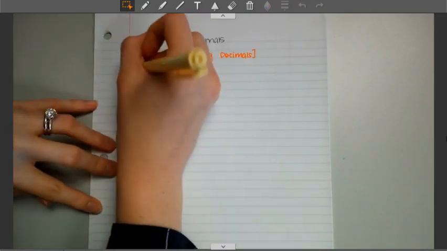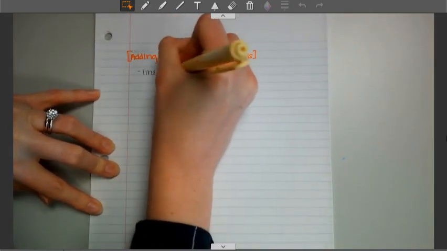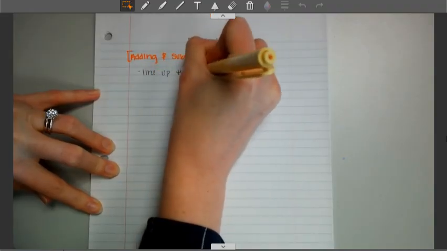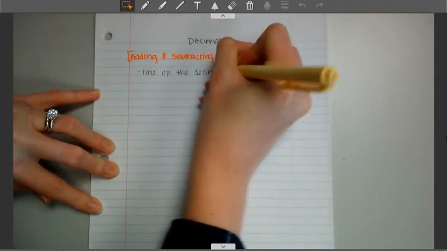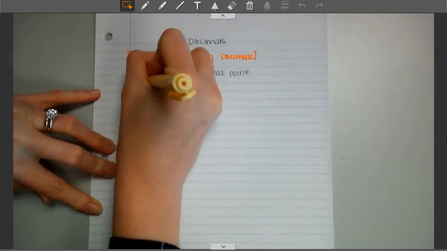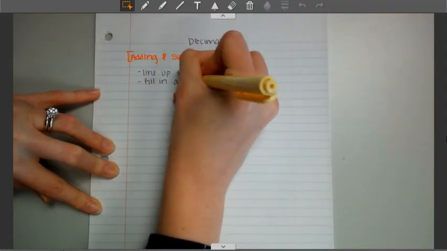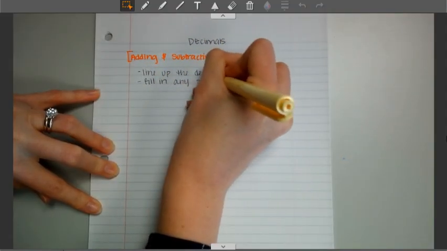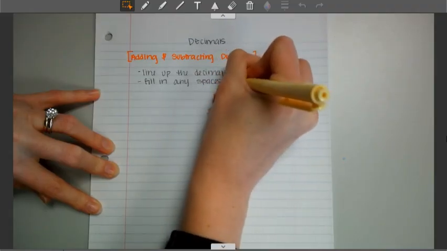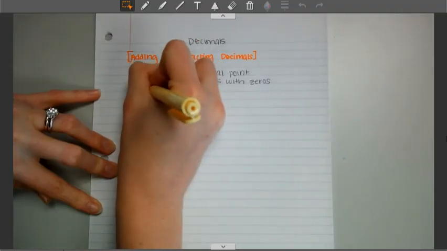So rules for adding and subtracting decimals. You're going to line up the decimal point. You're going to fill in any spaces with zeros. And then you're going to add or subtract like normal.